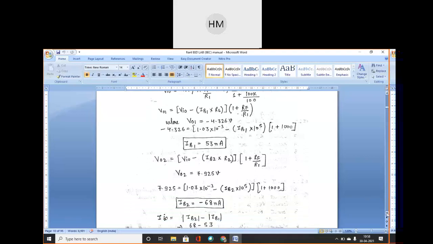So what I'm getting, you can see the values. IB1 is 53 nanoamperes. IB2 is minus 68 nanoamperes. And see, students, we have seen the circuit diagram very carefully, as we haven't connected any input signal source. Okay, because we are calculating some offset values. These values should be very, very low. So here we have generated IB1, 53 nanoamperes, IB2 minus 68 nanoamperes. Okay.